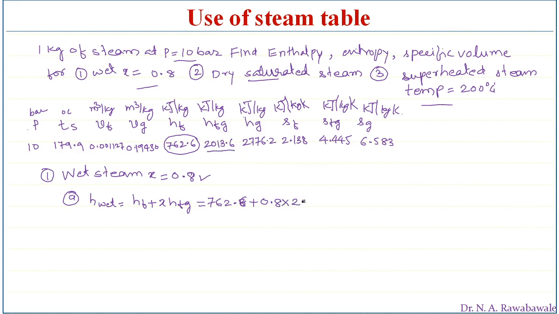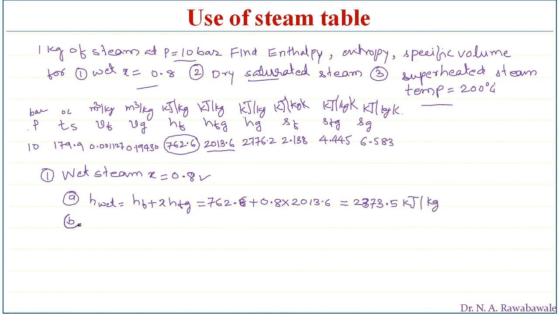If we simplify this, the enthalpy of steam works out to be 2373.5 kilojoules per kg. So this is the enthalpy.